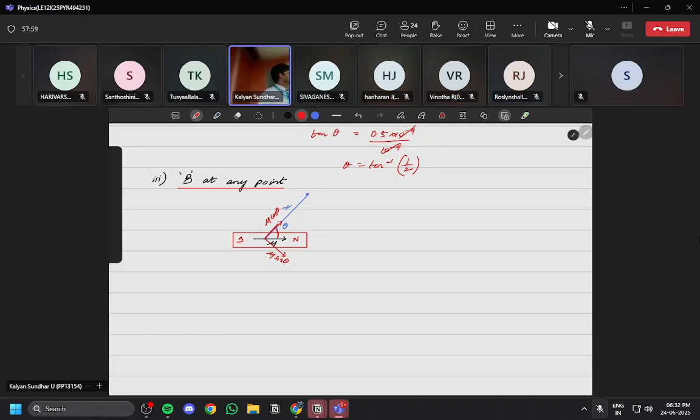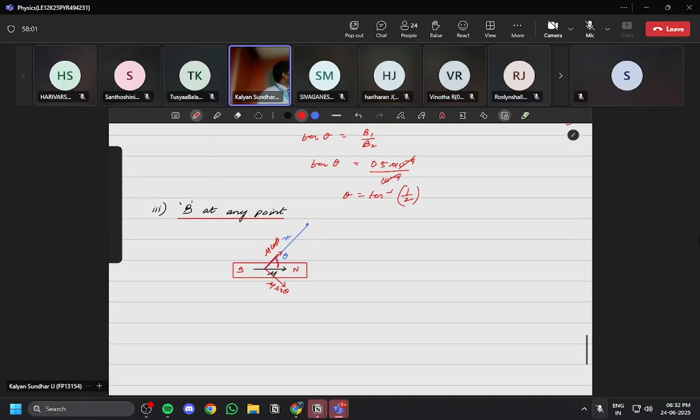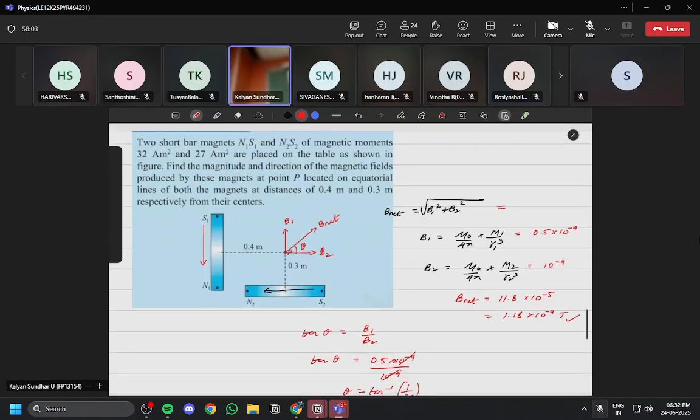Correct? Right? In all these directions, and one more thing, everywhere here I have just written it as m1. What is m1? m1 is the magnetic dipole moment. Correct? The magnetic dipole moment, we have mentioned it earlier.